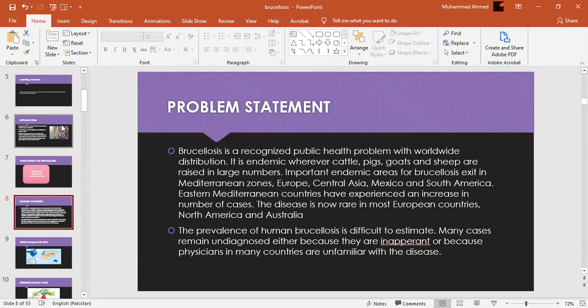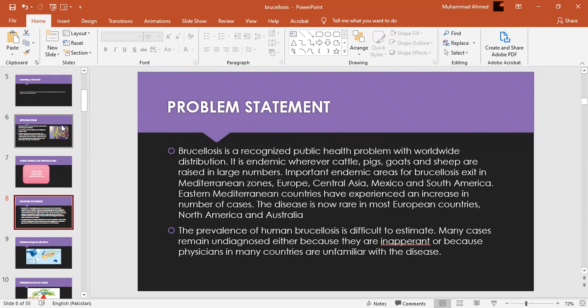Then comes the problem statement. Brucellosis is a recognized public health problem with worldwide distribution. It is endemic wherever cattle, pigs, goats, and sheep are raised in large numbers. Important endemic areas for brucellosis exist in Mediterranean zones, Europe, Central Asia, Mexico, and South America. Eastern Mediterranean countries have experienced an increase in the number of cases. The disease is now rare in most European countries, North America, and Australia.